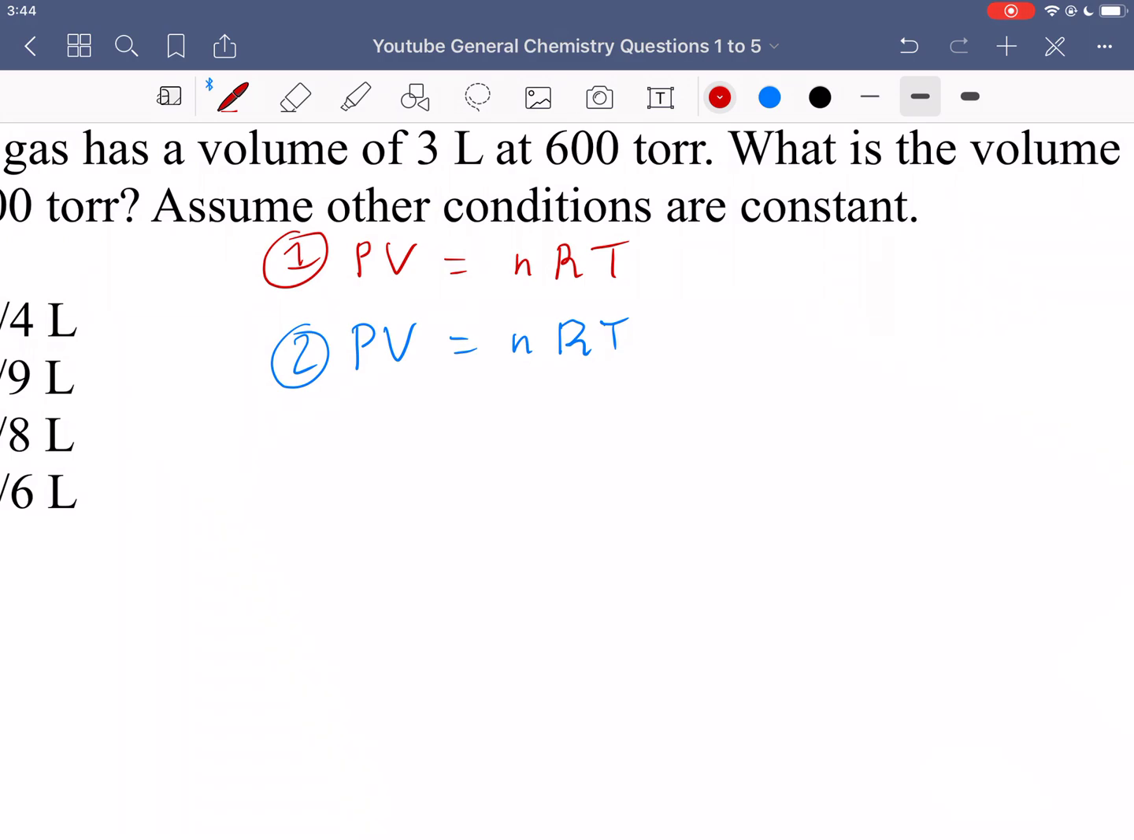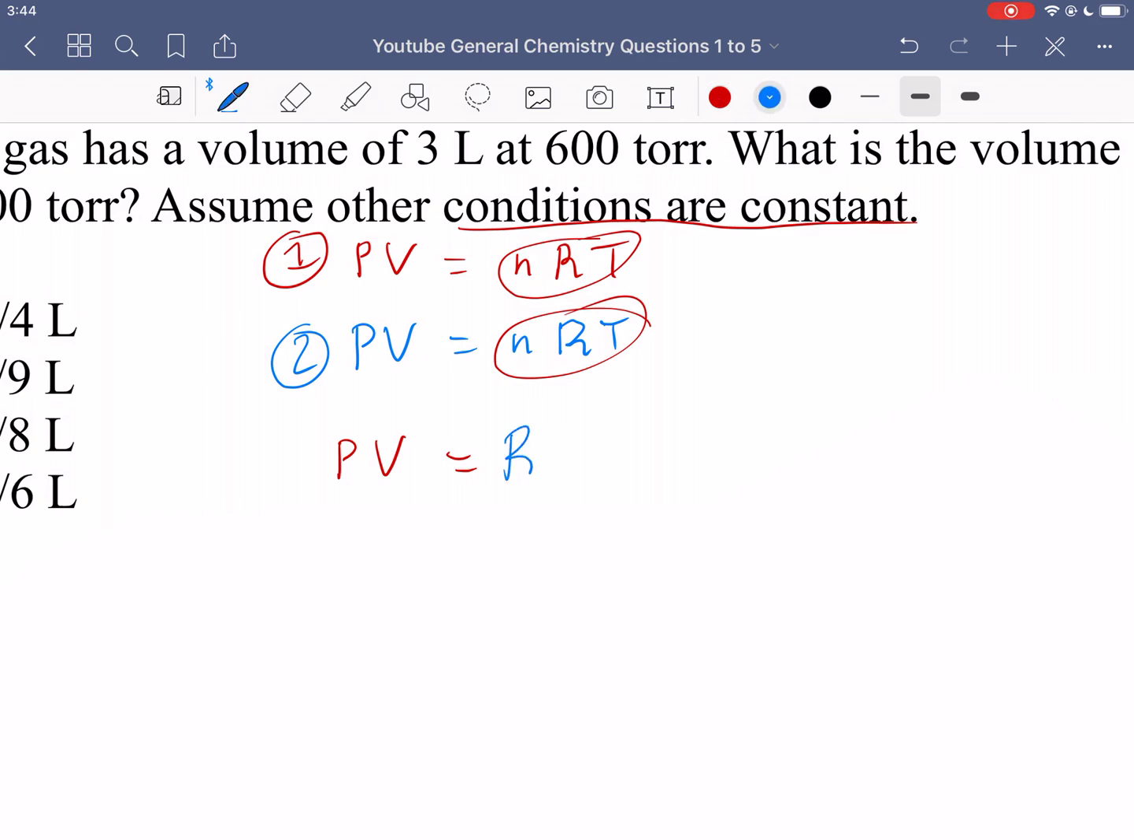We're told that all the other conditions are constant. The only things that are changing are the volume and the pressure, but the moles are the same, and so is the temperature. So because of that, we can say that these two things, they're equal in the two equations. So we can set the other side of the equation equal.